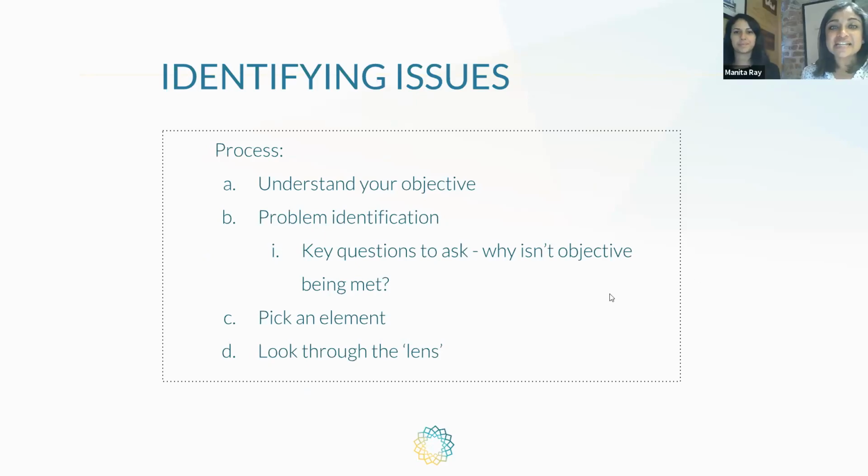The second stage is identifying the problems. You know, what are problems around gender, and why isn't your high-level objective being met? And we'll take you through some questions that we consider are important around organization, and you might have some questions as well. And then pick an element, you know, pick what component within your organization, program, ecosystem you want to work on. And then it's really about looking at this through a lens.